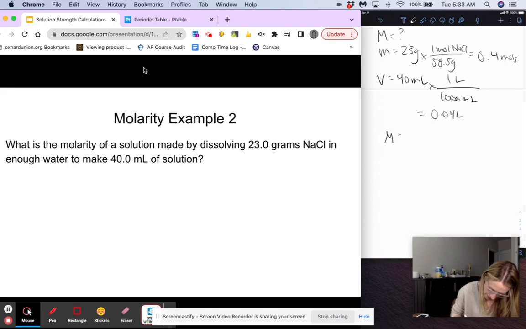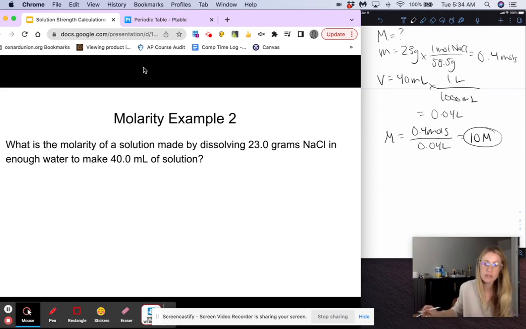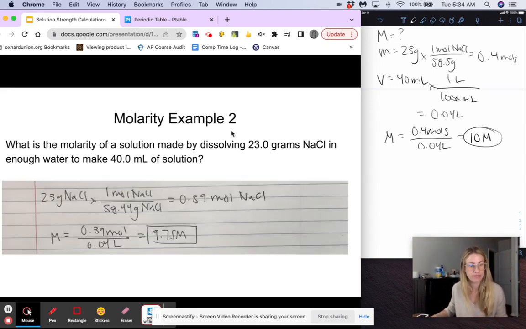And then again, to find the molarity, it's going to be your number of moles, so 0.4 moles of solute over 0.04 liters. So 0.4 divided by 0.04, and we get 10 molar. Okay, so that is our molarity of the solution. I just rounded a little differently when I did it before.